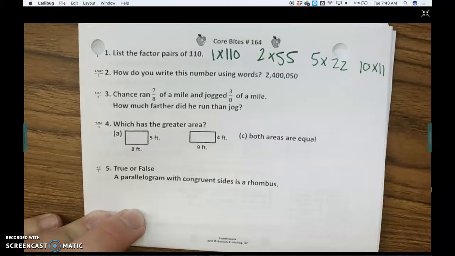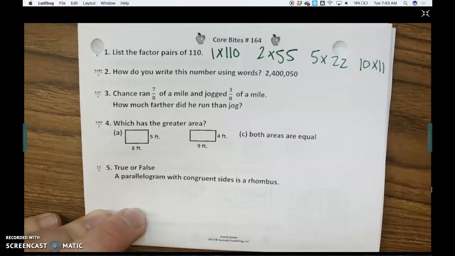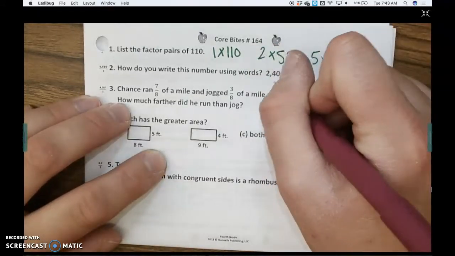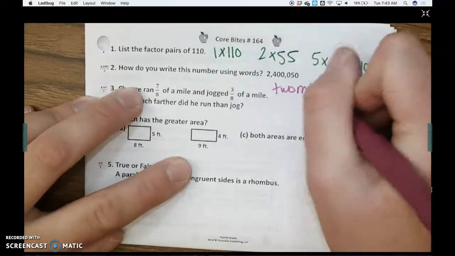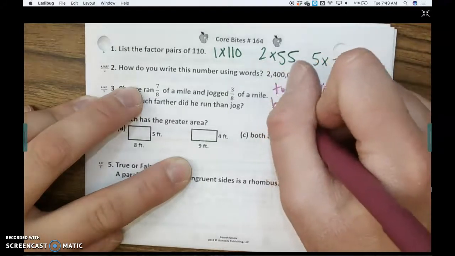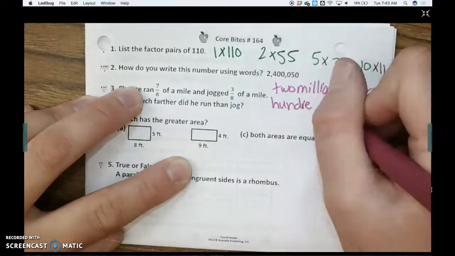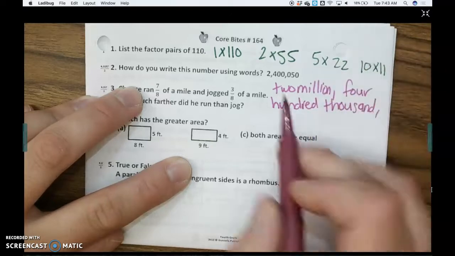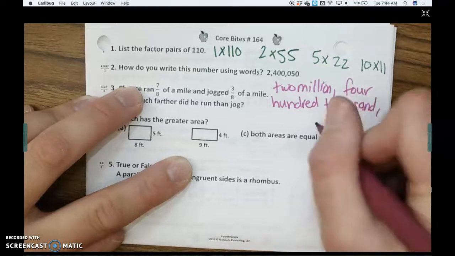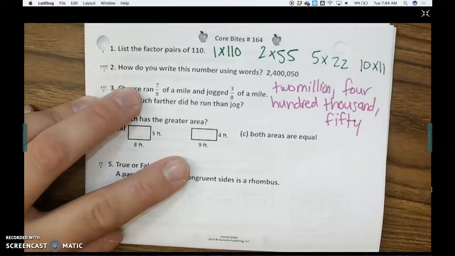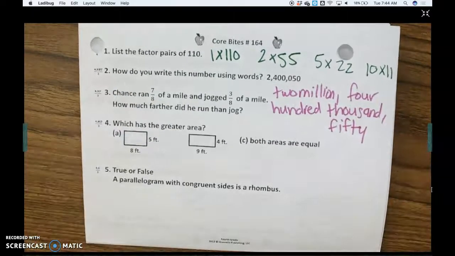For number 2, how do you write this number using words? So you would write it, and make sure you check your spelling, guys. So you would say 2 million, add your comma, 400,000, add your other comma, and then you would say 50. So altogether it would be 2,400,050.